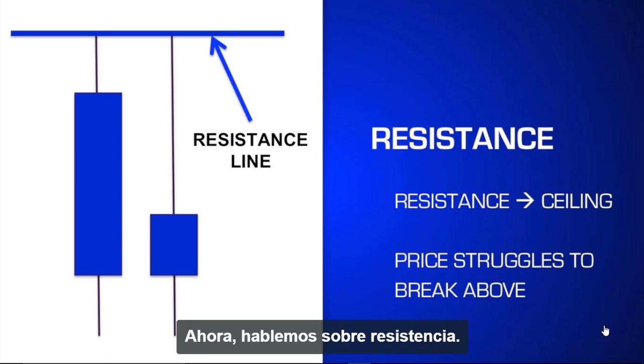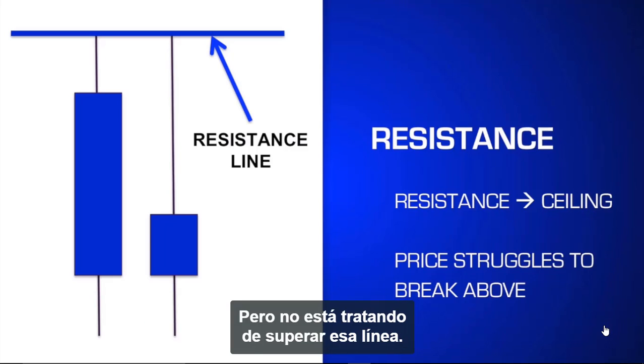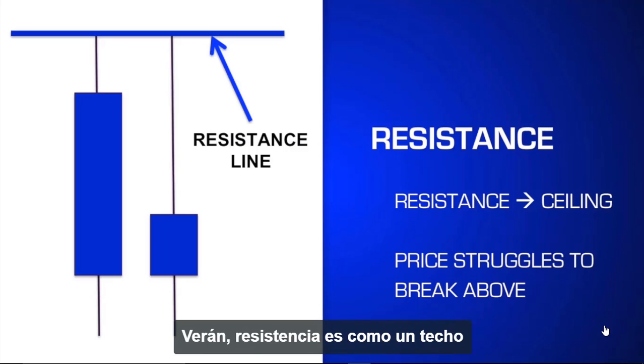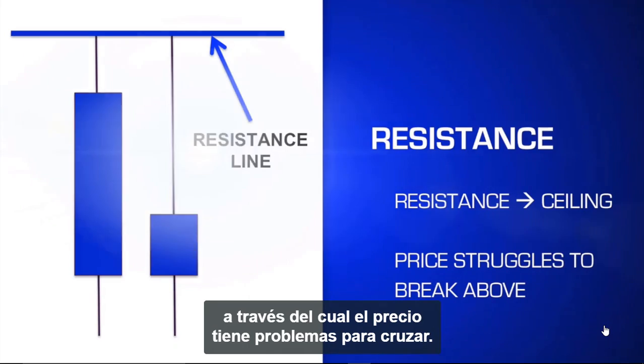Now let's talk about resistance. All right. Resistance is one of the first things that we'll talk about. Resistance is like a ceiling. So if you see in this picture, you see how that wick was approaching the line, but it was not trying to go above the line. See, resistance is kind of like a ceiling where price struggles to get above it.